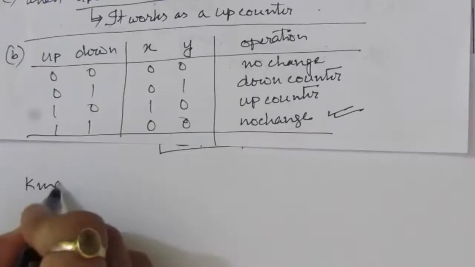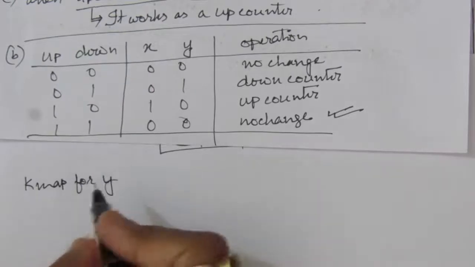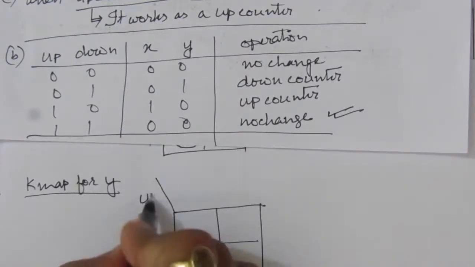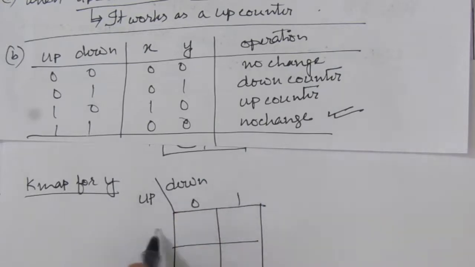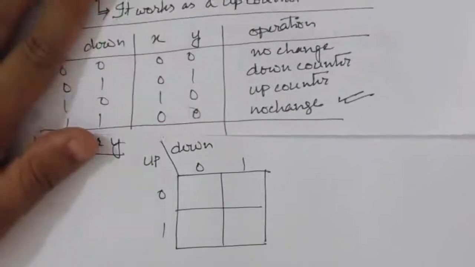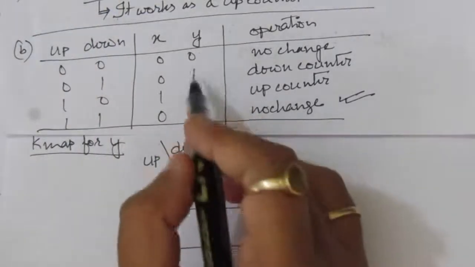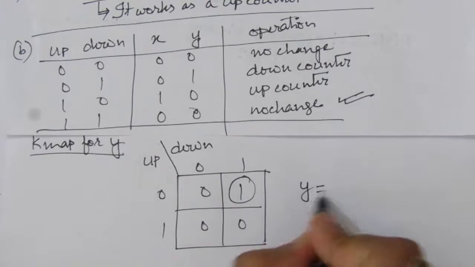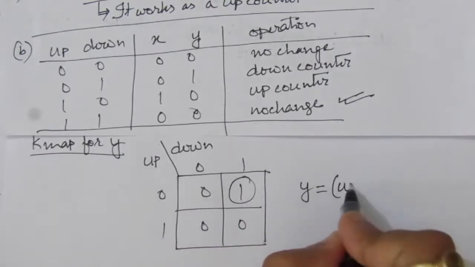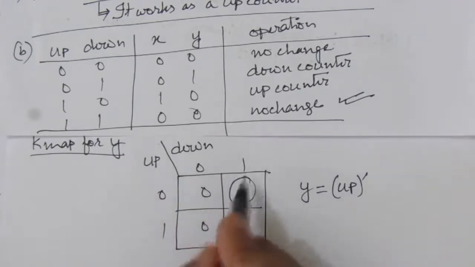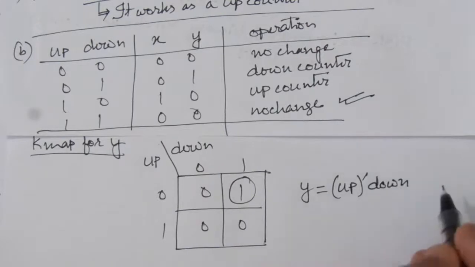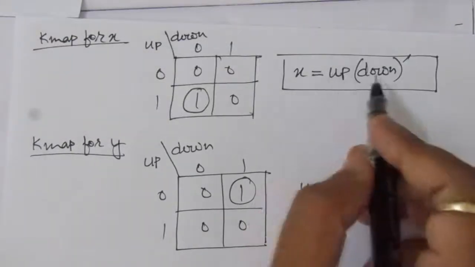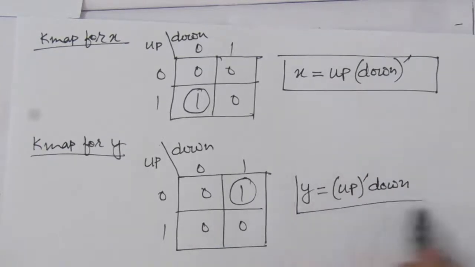Now let us go for the K-map for Y. We'll have the same two-variable map with up and down, 0 1 0 1. Now we have to put the values of Y here. Y is 0 1 0 0, so this will be one term only. Therefore Y is equal to up complement, since up is 0, and down as it is, since down is 1 for the second column. So we have to modify up and down to X and Y, such that X is up into down complement and Y is up complement into down.